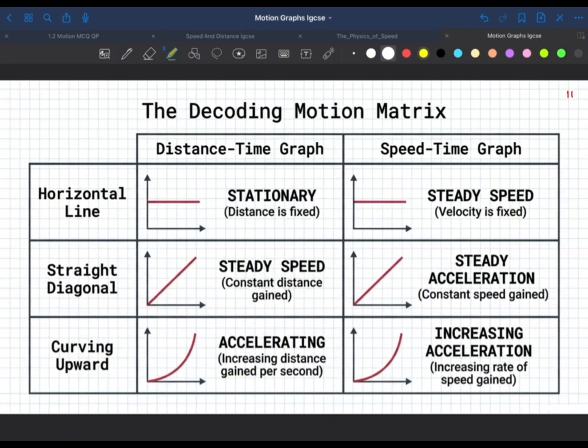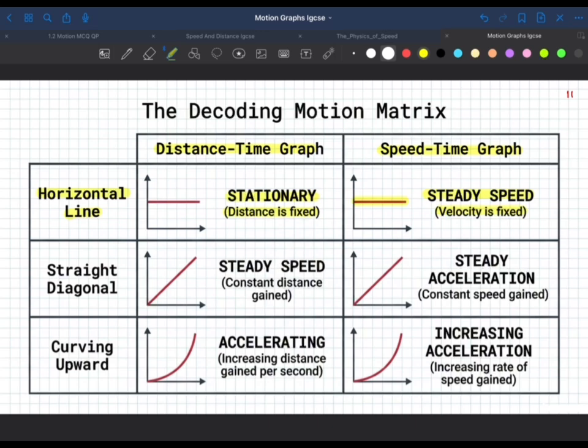Here again, you have certain comparisons. If you have the distance-time graph and you have a horizontal line, the body is stationary at a particular distance. The body is simply standing, it's not moving at all. But as I just explained, in the case of a speed-time graph, you have a steady speed. That means the body is moving with constant velocity, and the velocity is fixed at a particular value.